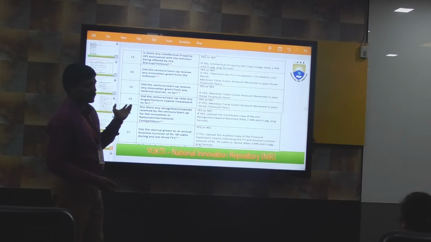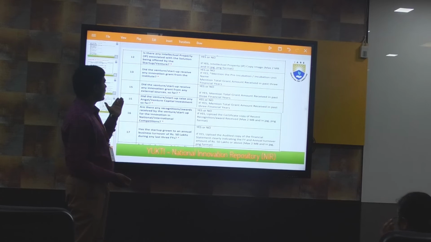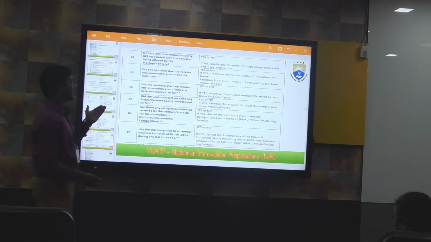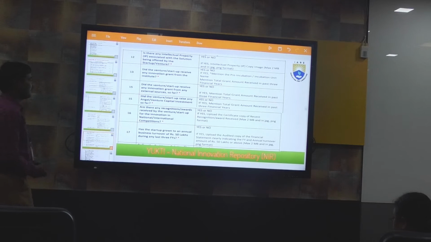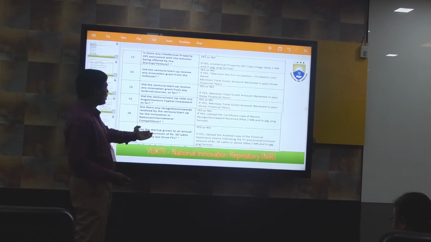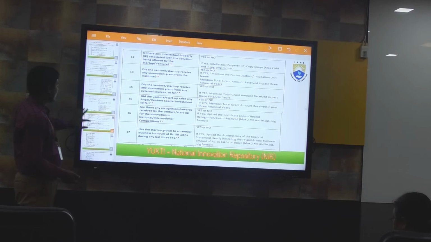And is there any intellectual property? That is there for many of the startups. Did the venture startup receive any innovation grant from the institute? Did it receive any innovation grant from any external sources? Has the venture startup raised any angel or venture capital investment so far? Is there any recognition or awards for this particular startup? And has the startup grown to an annual business turnover of 50 lakhs during any of the last 3 financial years? All these details we have to provide.